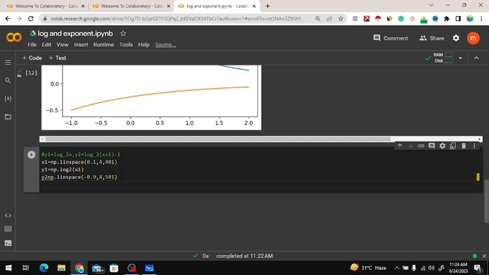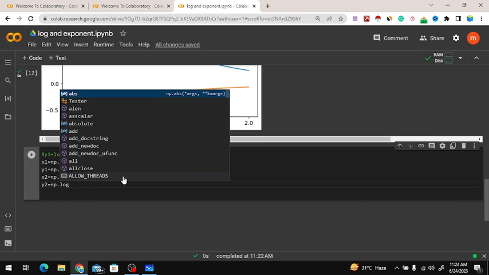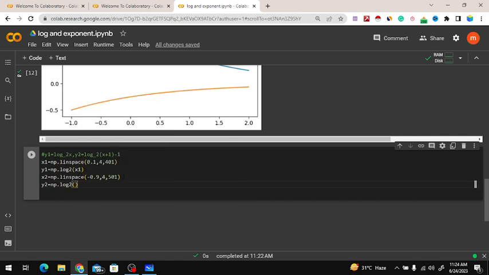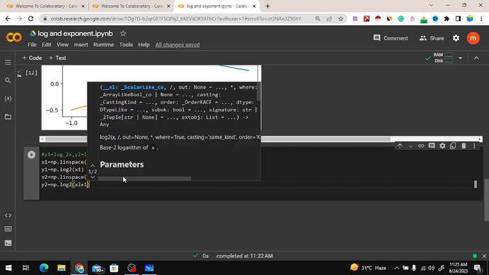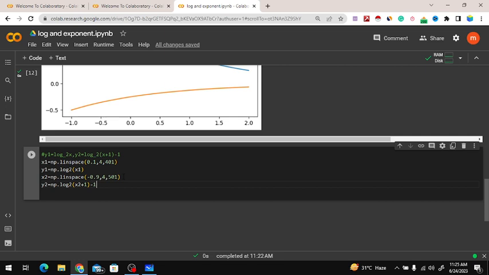Now you put here y2 should be equal to np dot log 2 of x2 plus 1, minus 1.